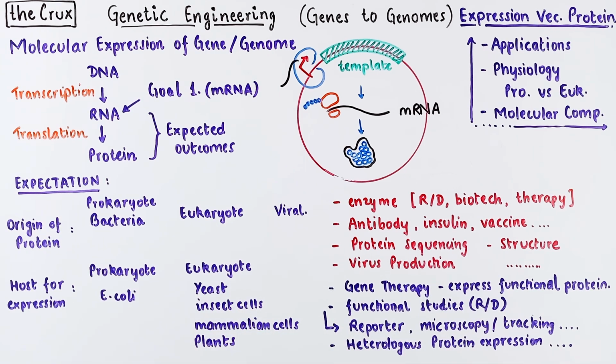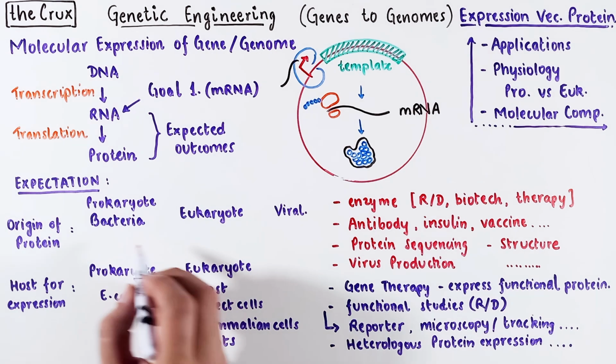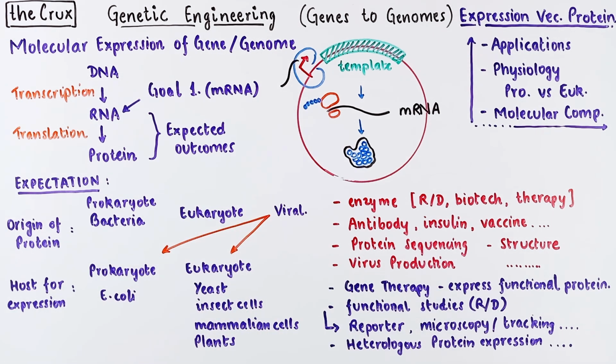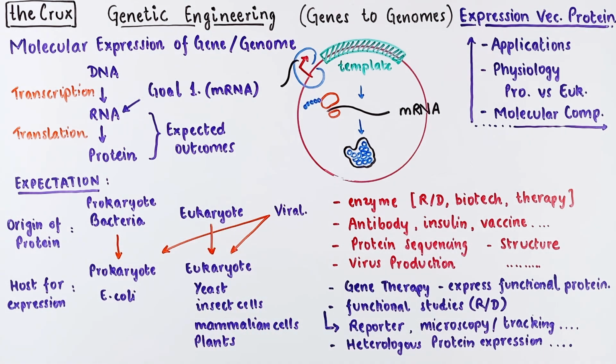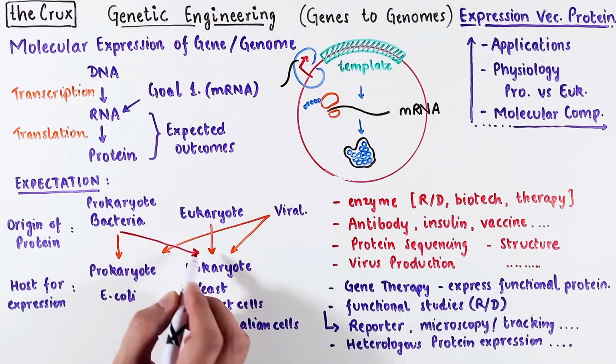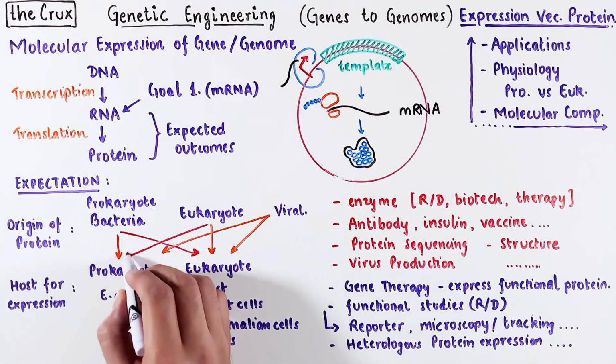Let's go a step further. You may be interested in expressing the viral protein in either a prokaryote or a eukaryote. You may be looking to express bacterial protein in a bacterial host, which is not that complex, or a eukaryotic protein in a eukaryotic host, which can be complex. You could do cross-species expression as well, which is called heterologous expression. And this is where things get extra challenging.